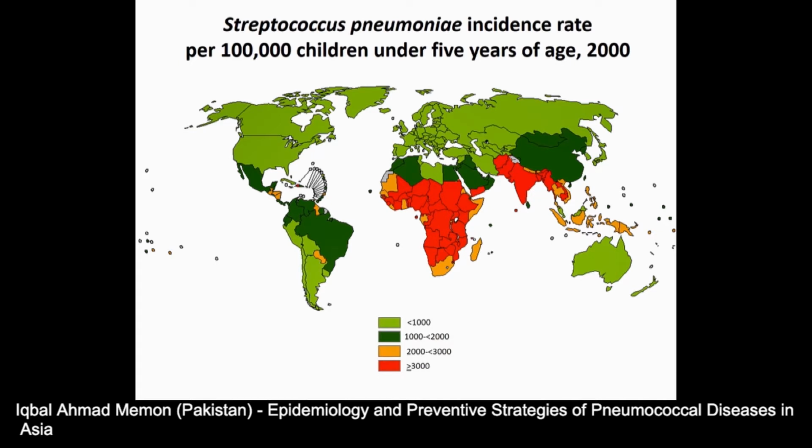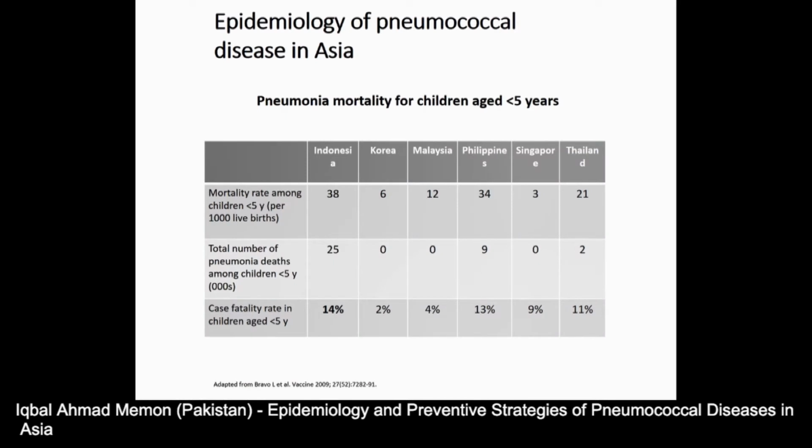If you look at incidence rates globally, you can see that the rate is once again high in Asia and Africa. In terms of epidemiology in Asia, pneumonia mortality remains high in children under 5, and it's true for every country that you see in this list, from Indonesia, Thailand, and others, with case fatality rates being much higher in Indonesia, followed by the Philippines, and then Thailand.